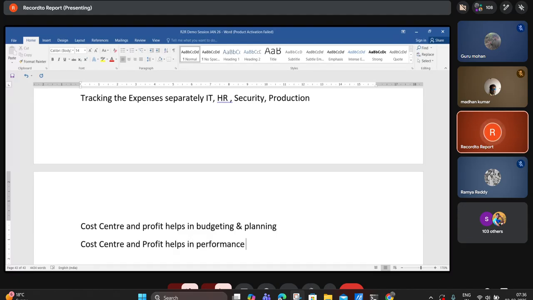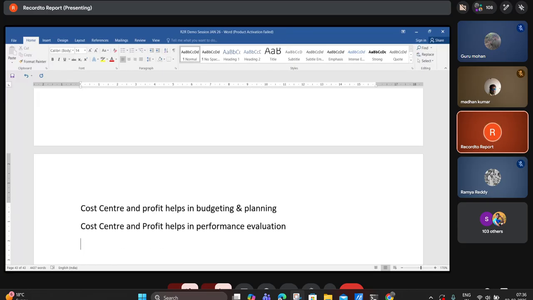And also cost center and profit center help in performance evaluation. So, how the department is performing. To do that, the cost center and profit center is very important, guys. So let me explain as we discussed.